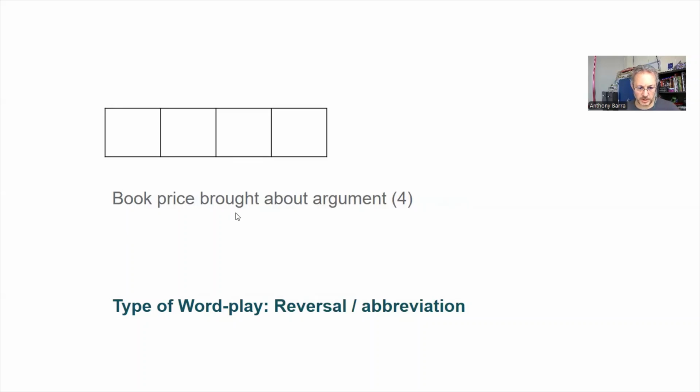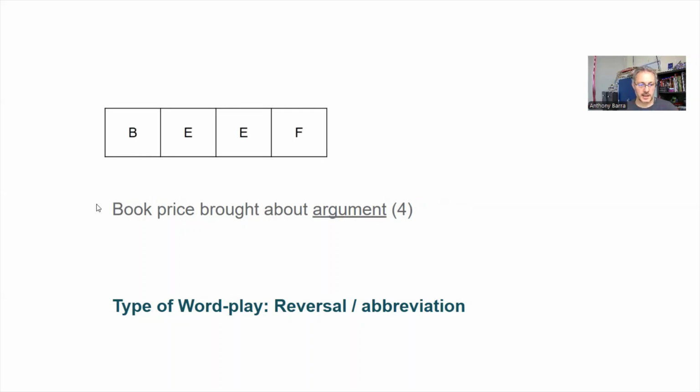Book price brought about argument. So this one has a reversal in it and an abbreviation. And you could see book can be formally abbreviated to B. I forget off the top of my head which organization would use that abbreviation. I'll have to look that up. Maybe I'll add it to the notes. And then price is the next part of the word play.